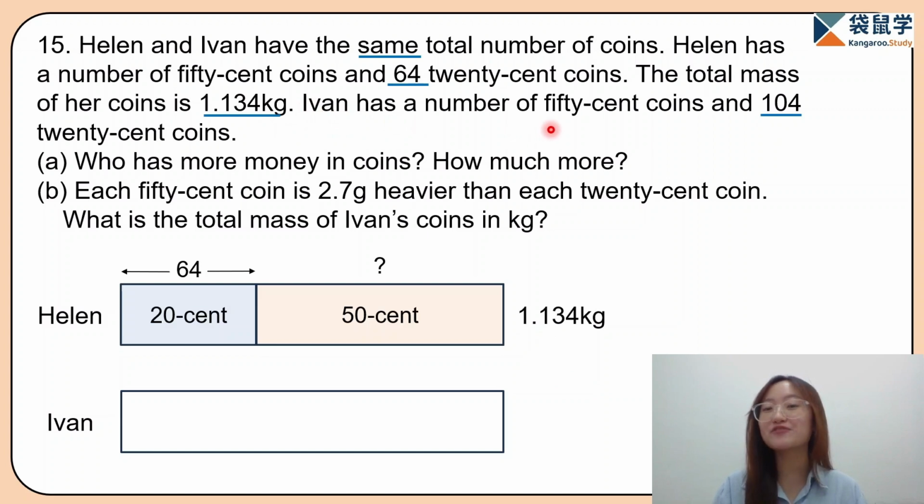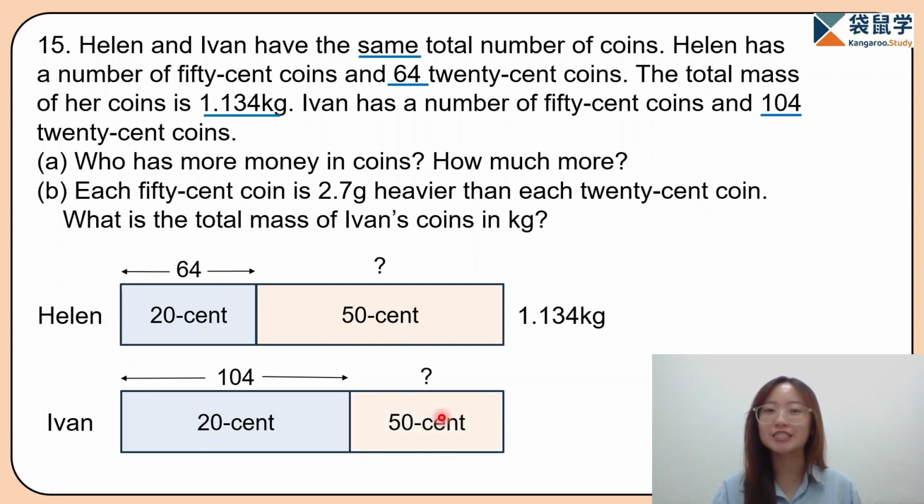Ivan has a number of 50-cent coins and 104 20-cent coins. So let's add the 104. Will 104 be longer or shorter than 64? It will be longer. And what kind of coins will these be? 50 cents. Do we know how many? No, so another question mark.